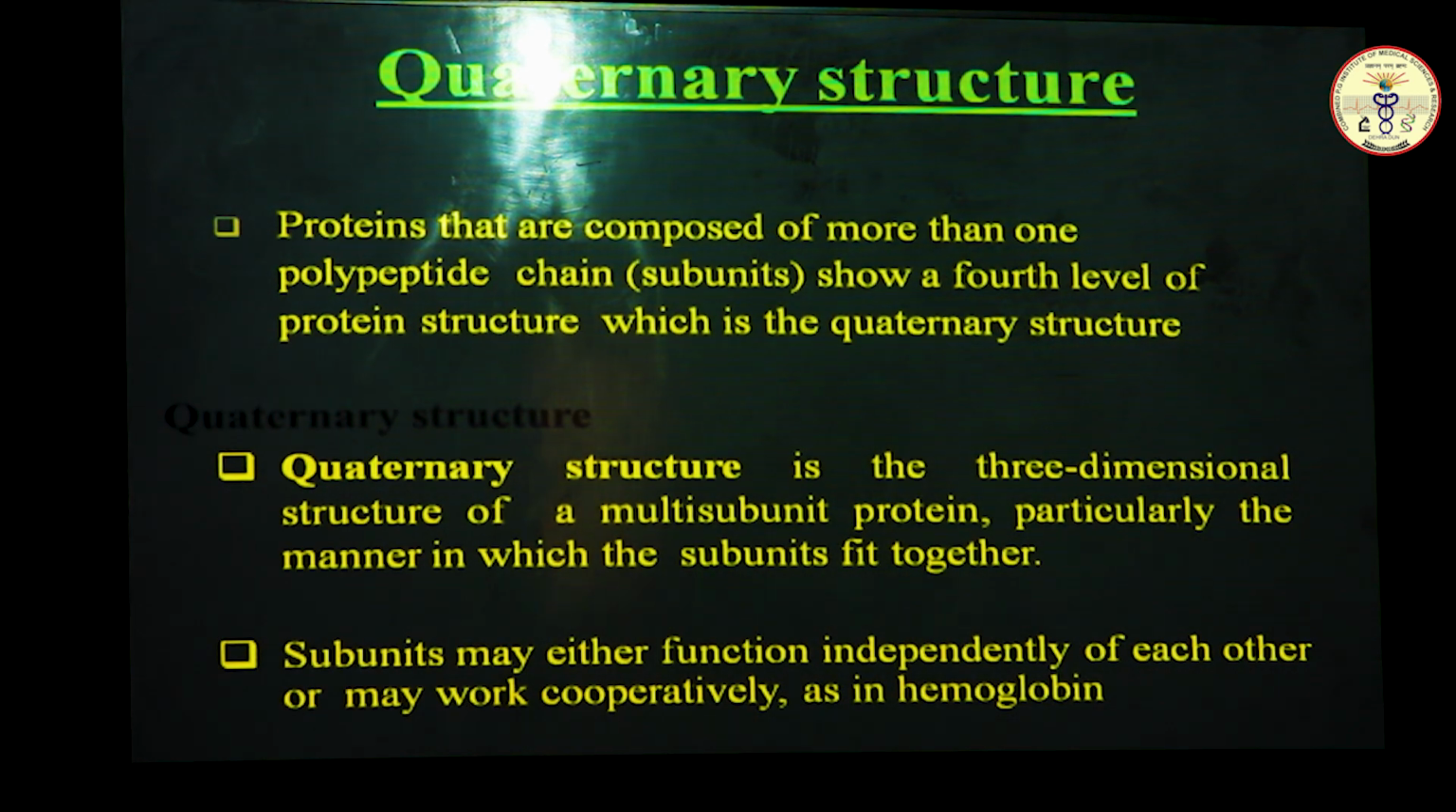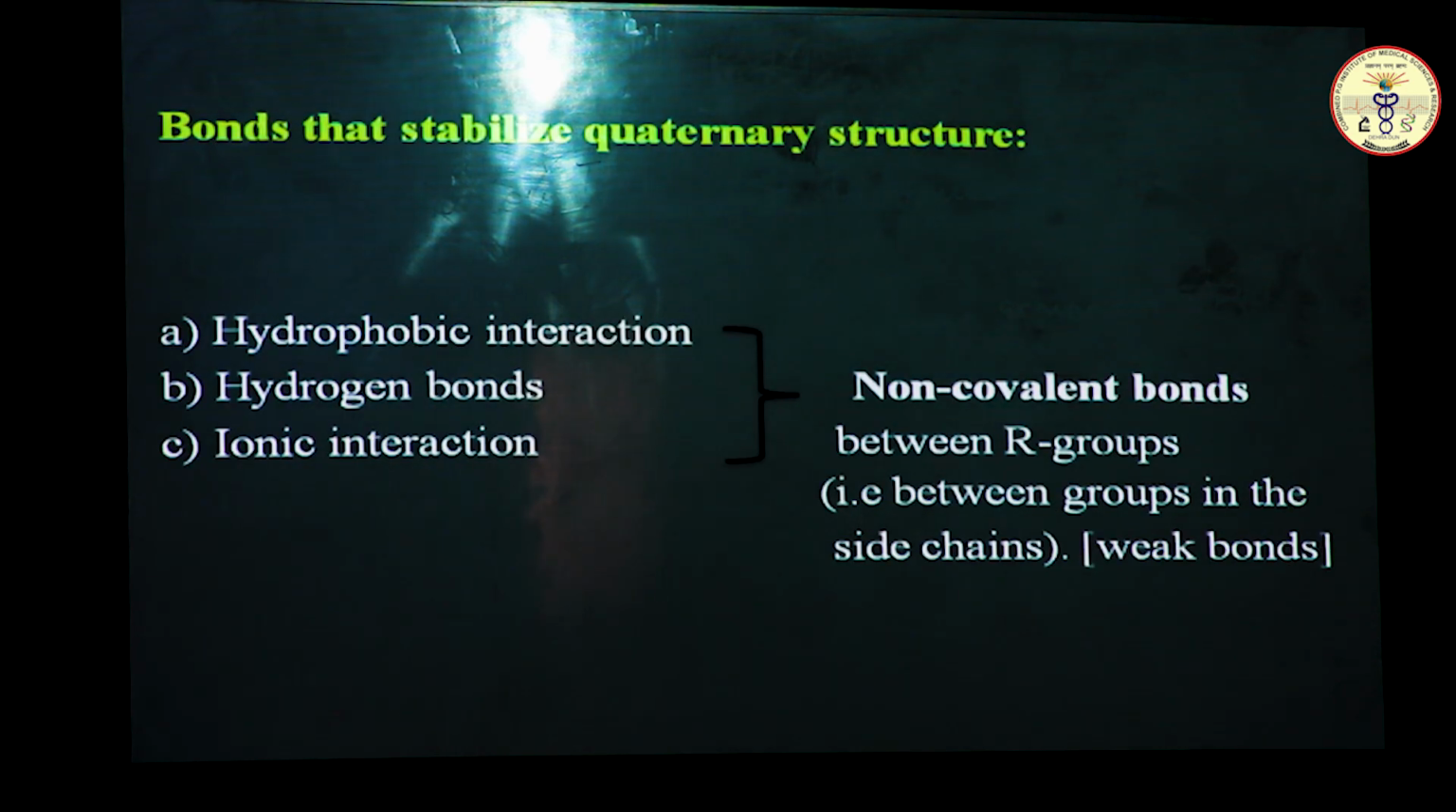Then the quaternary structure. An example of the quaternary structure is more than two polypeptide chains linked together forming the quaternary structure, as we can see in the molecule of hemoglobin. Bonds that stabilize the quaternary structure, we have already seen: the hydrophobic interaction, hydrogen bonds and the ionic interaction.